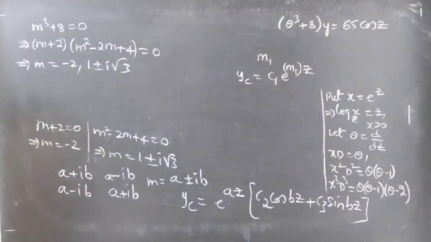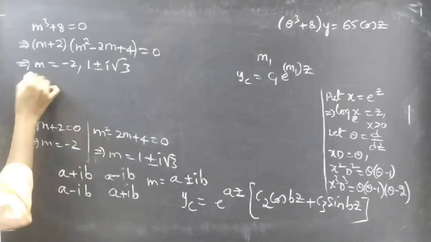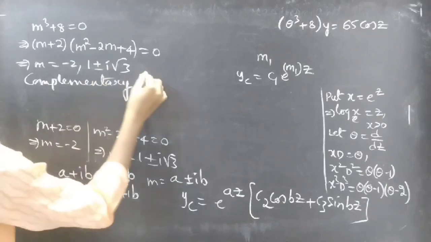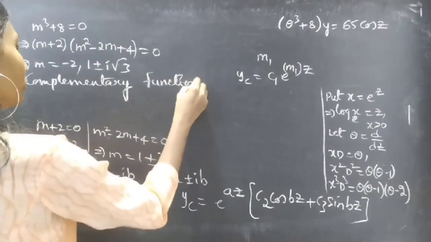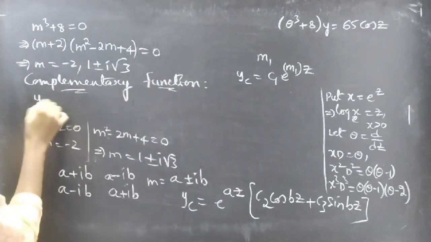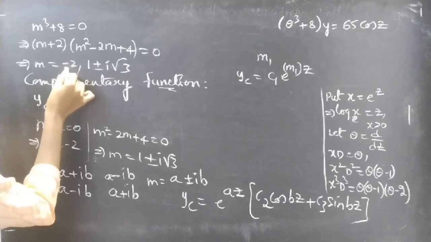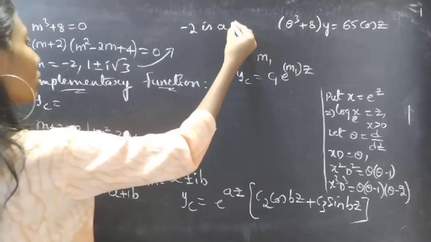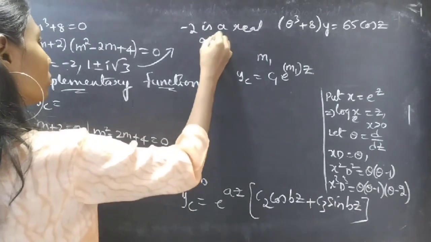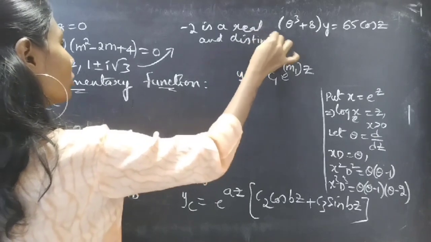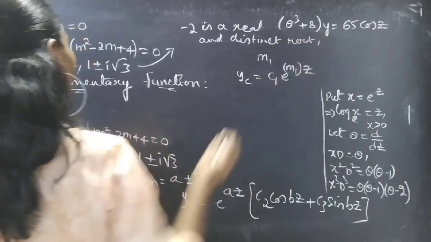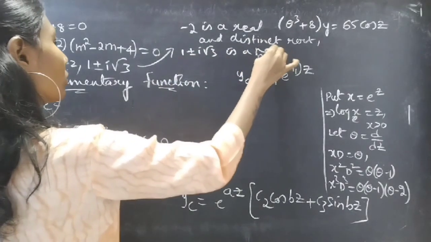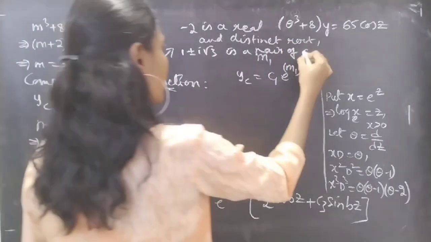Now let's write the complementary function based on these formulas. Firstly we are going to write for minus 2. Here minus 2 is a real and distinct root. And 1 ± i√3 is a pair of complex conjugate roots.